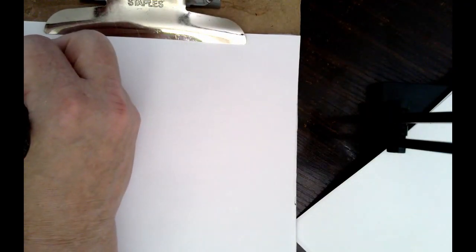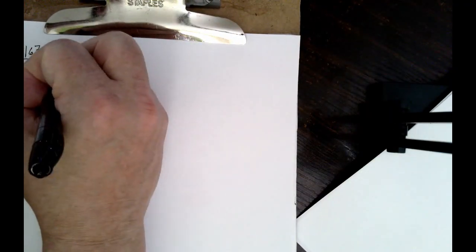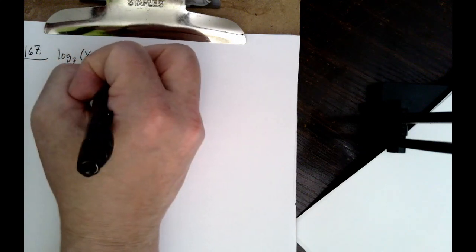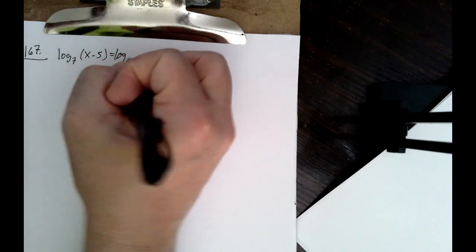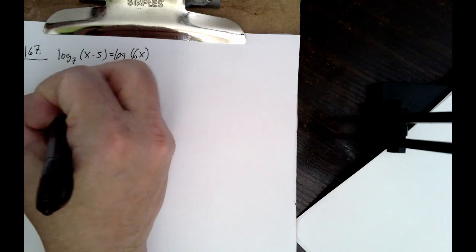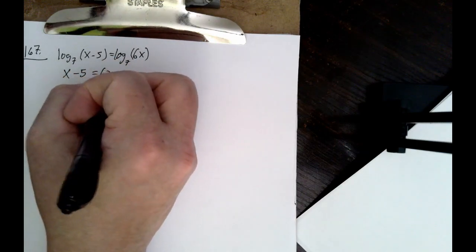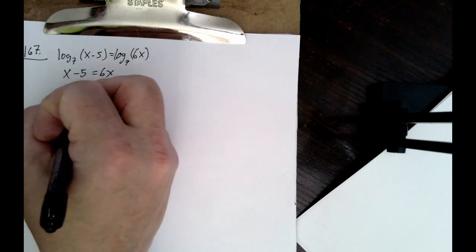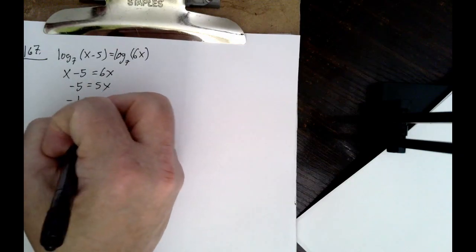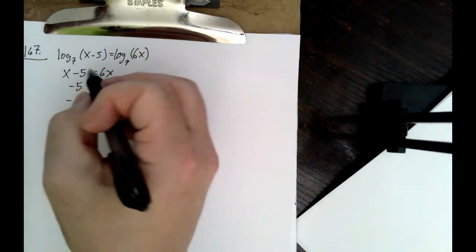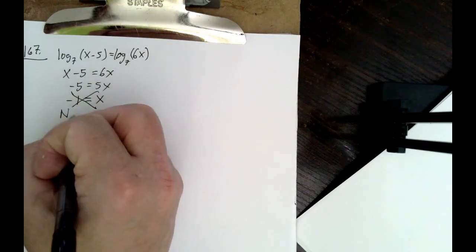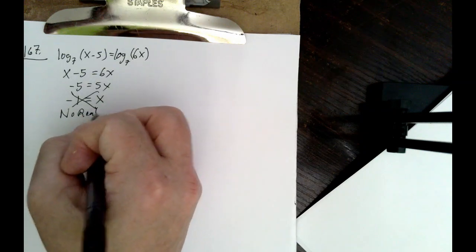167. Log base 7 of x minus 5 equals log base 7 of 6x. So they're both the same base, so you can just take the logs away. You can subtract an x and you get negative 5 equals 5x. Divide by 5 and you get negative 1 equals x. And when you plug a negative 1 in here, you get a negative number, same thing here, so you have to throw that out. There's no real solution.